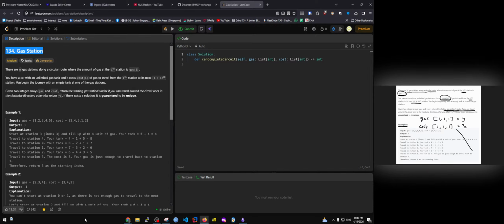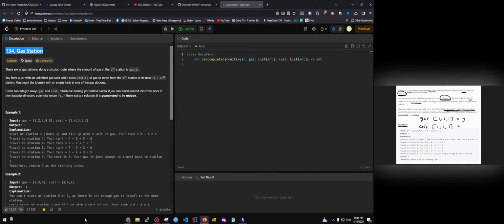Now, technically, this is actually not possible, because notice how in this example, if we start here, we would be able to make a loop. If we start here, we would also be able to make a loop. If we start here, we'd also be able to make a loop. We can't have multiple solutions to this problem, so this actually would not be possible.